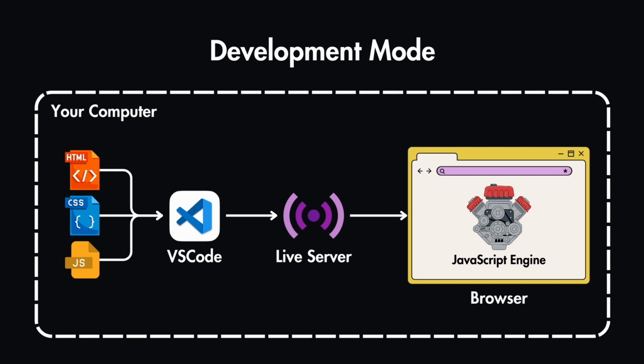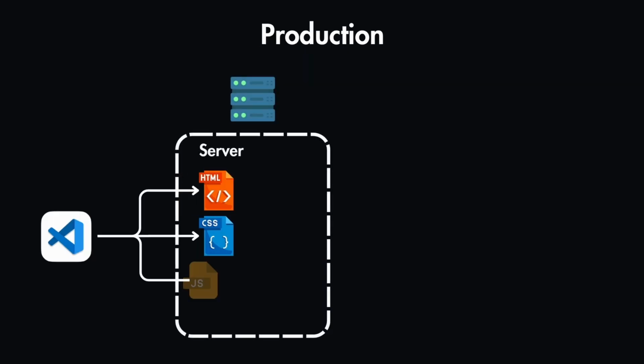Now let's see how this works in production. When your application is ready to go live, you'll optimize these HTML, CSS and JavaScript files and you'll deploy them to a web server. This is just a remote server that will hold your HTML, CSS, JavaScript files and it will serve this to the users.